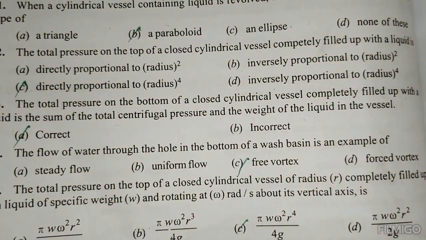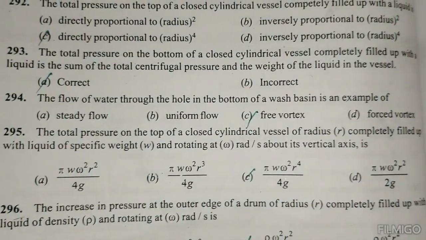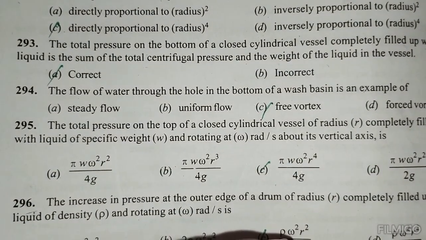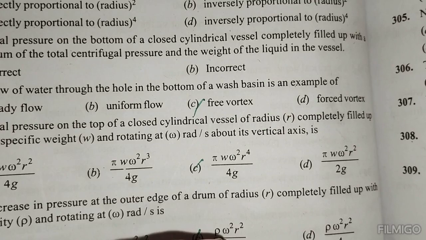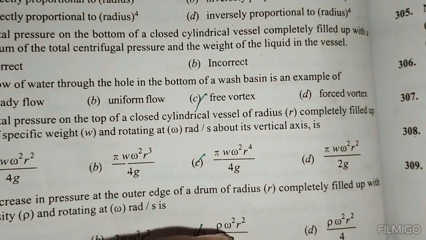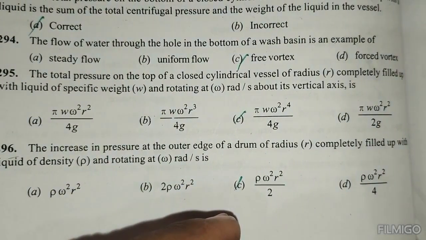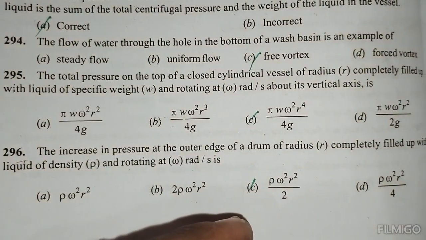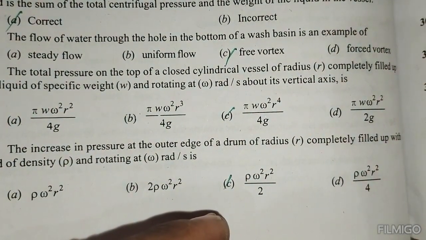The flow of water through a hole in the bottom of a wash basin is an example of a free vortex. The total pressure on the top of a closed cylindrical vessel of radius r completely filled with liquid of specific weight w and rotating at omega radians per second about the vertical axis is pi w omega square r to the power 4 by 4g. The increase in pressure at the outer edge of a drum of radius r completely filled with liquid of density rho and rotating at omega radians per second is rho omega square r square by 2.